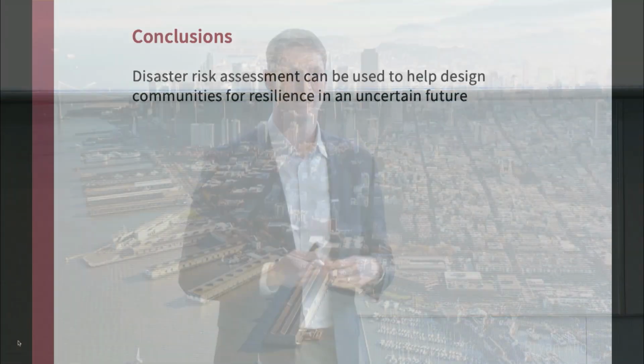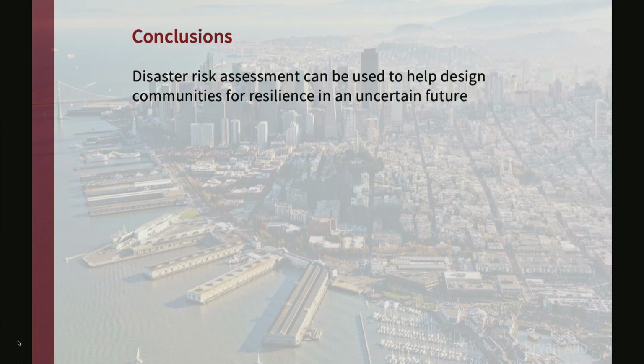Okay, so to wrap up, I hope I've made the case that these disaster risk assessment models can be used to help design communities for resilience in the future. And the way I think about the problem is if we're targeting resilient communities, what can we do backing up through all these stages of extreme events and their impacts? What can we do to change that system to help achieve these goals?